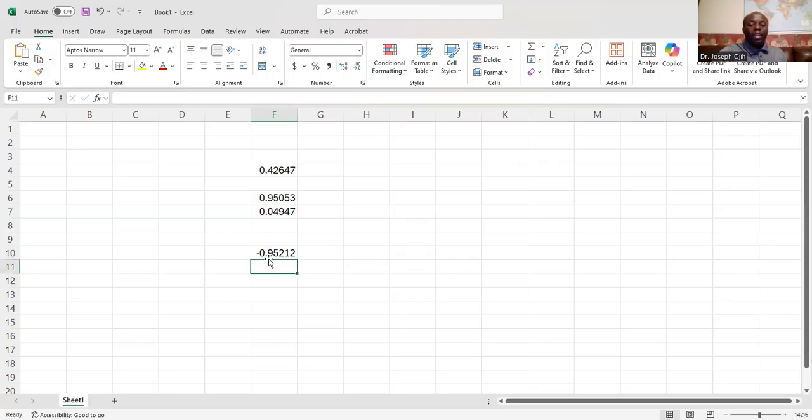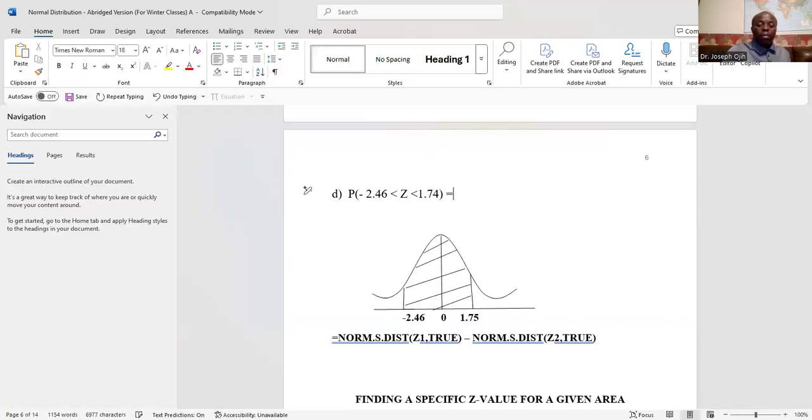It gave 0.95, but it said negative 0.95212. But you know from the time we did probability that the probability answer can never be negative. So Excel sometimes makes this kind of error. Just know that it cannot be negative. Just write the positive part, the absolute value of it, which is 0.95212. So don't ever write negative there, because a probability value can never be negative. So the answer becomes 0.9521.